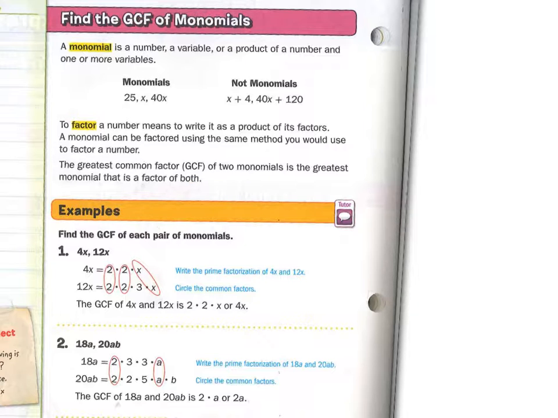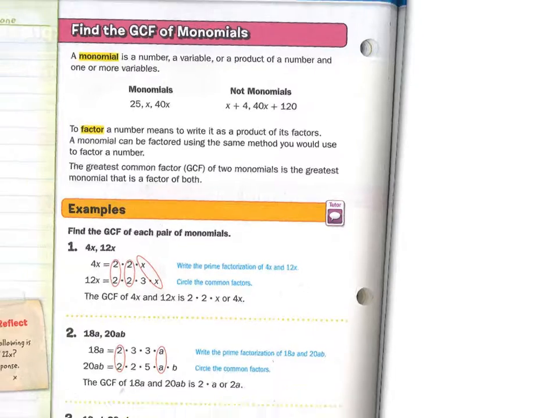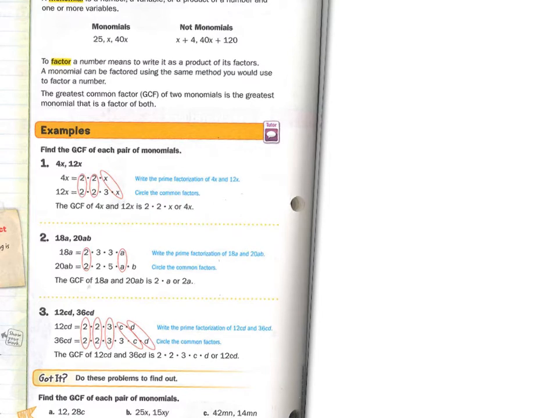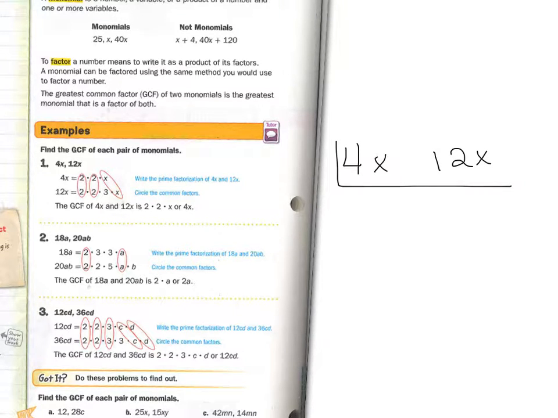Now, I think you should always use your cake method. It is so much easier, and you guys are really good at it. So that is what I will be using to show this. I'm going to do off to the side exactly what they've done here. It says, find the GCF of each pair of monomials. So 4x and 12x. I'm going to put them in the cake, and I'm going to factor them.